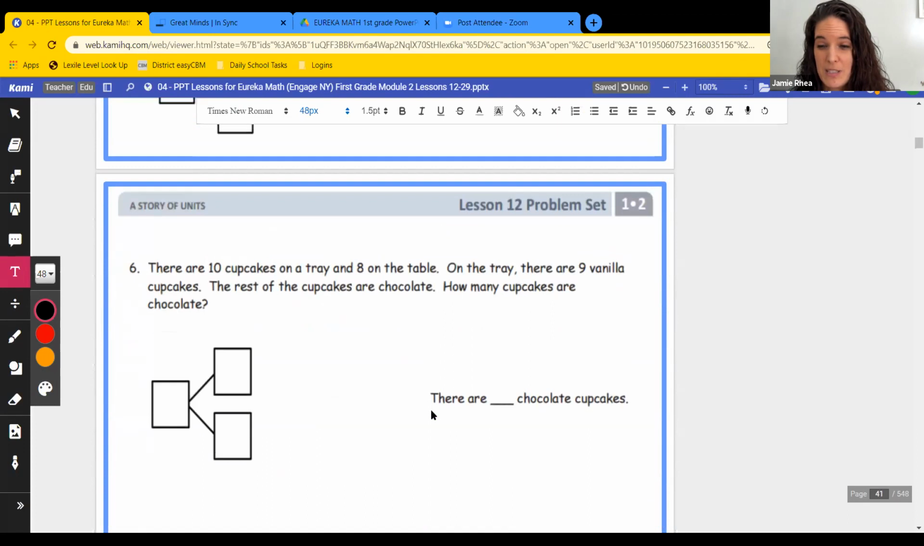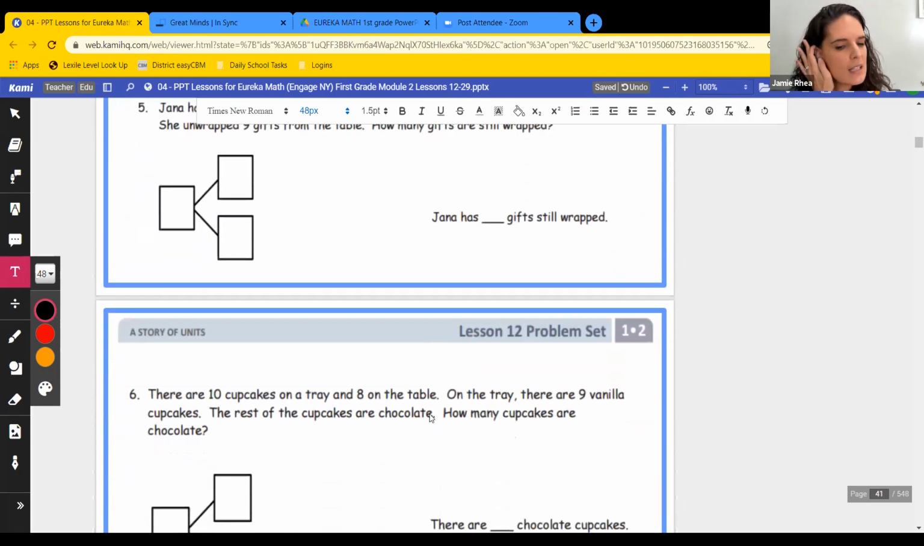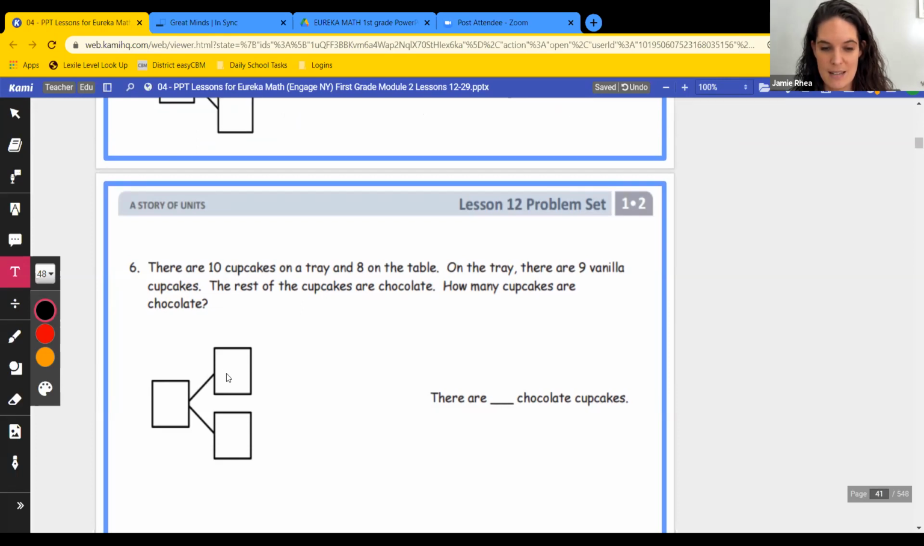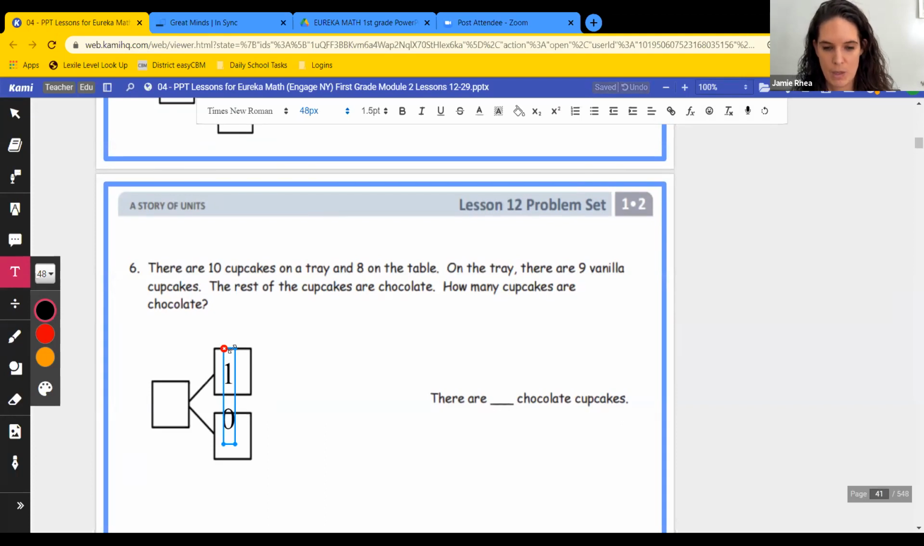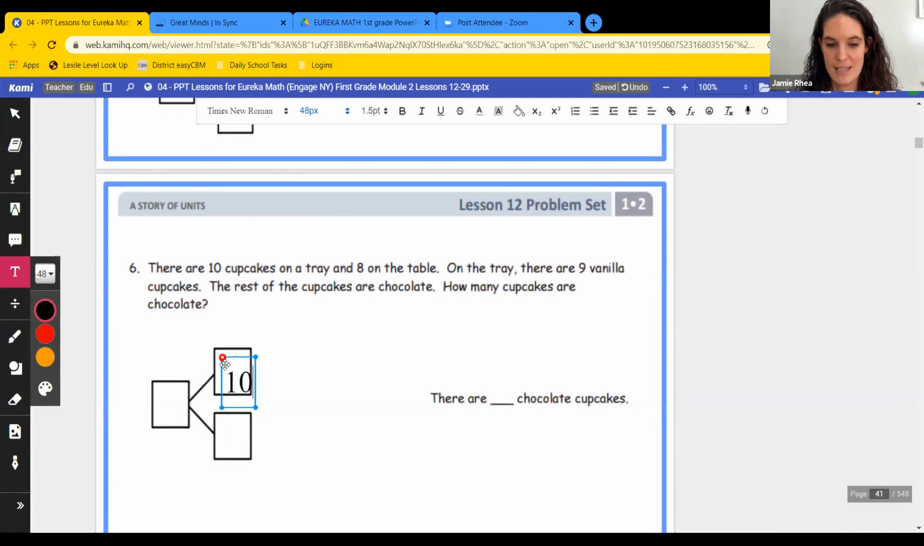I'll go ahead and do number 6 too, just to show you guys, okay? Because it's similar to 5. So let's look at number 6. There are 10 cupcakes on a tray and 8 on a table. Okay, so let's go ahead and make a 10 in our 1 text box. Oh, that didn't work out the way I needed it to. Let's get rid of that and try again. Make another one. So I have 10 in 1 text box. There's 8. Okay, so there's 10 cupcakes on a tray, 8 are on the table.